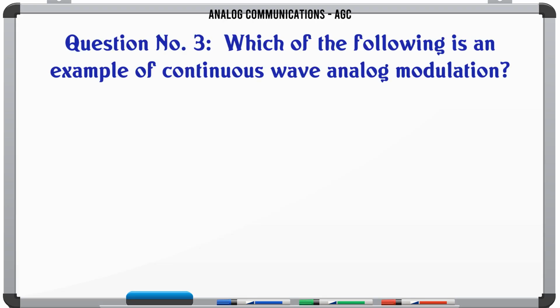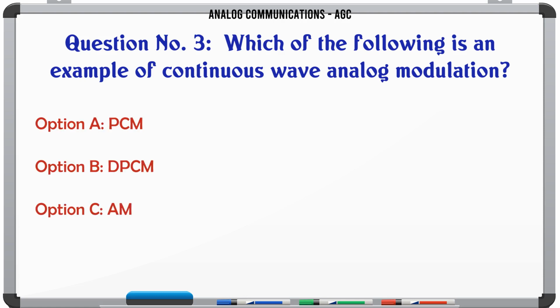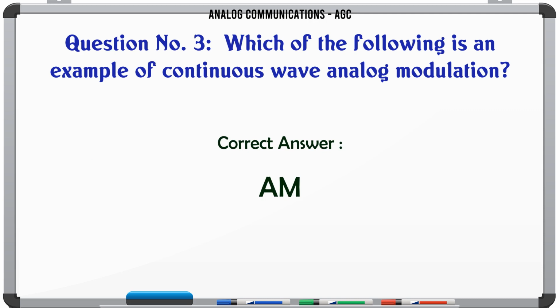Which of the following is an example of continuous wave analog modulation? A. PCM, B. DPCM, C. AM, D. ADM. The correct answer is AM.